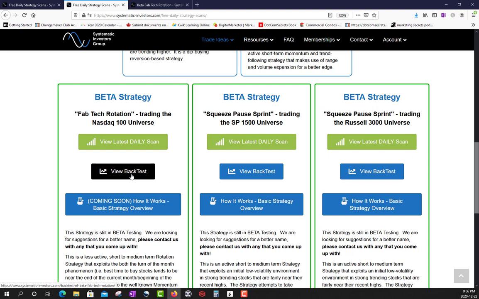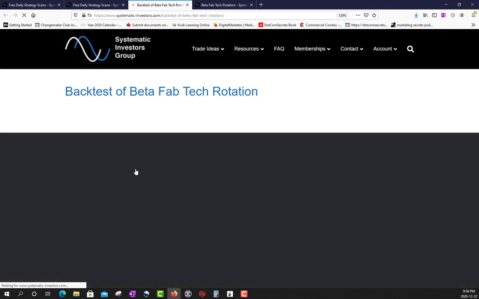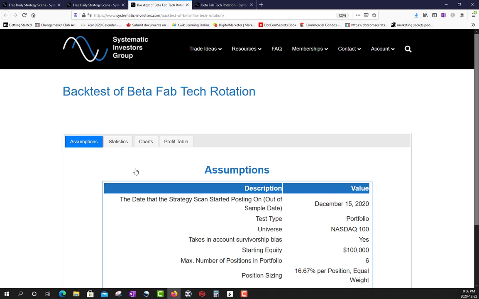So if we just jump back to the view backtest link. The backtest is updated on the close of every week. So every Saturday, all of our backtests are automatically updated, so you can see how the strategy has performed up to the close of the previous Friday.